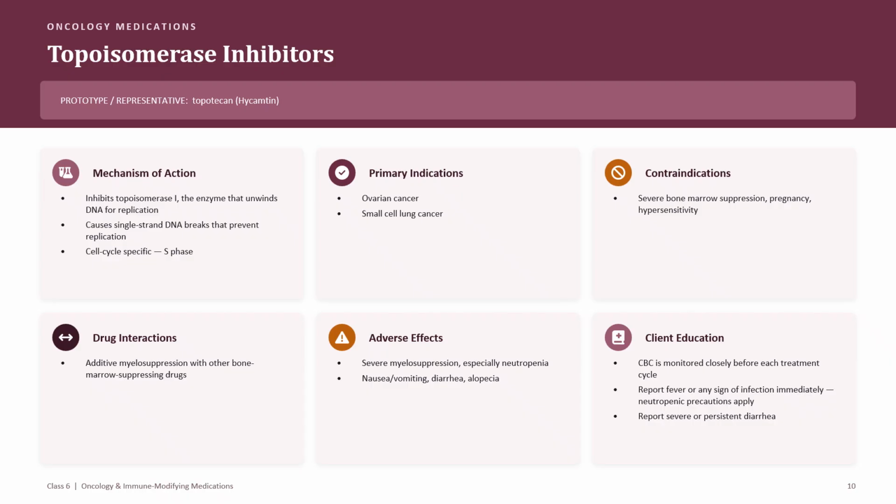So the one thing to really flag on this slide, topotecan causes some of the deepest myelosuppression of any medication in this entire unit, especially neutropenia, sorry. So when your patients are on this medication, CBCs get checked before every single cycle. And then fever in a patient on topotecan is treated basically as an emergency. It's not a let's wait and see, because it has the deepest bone marrow suppression, right, of that function.